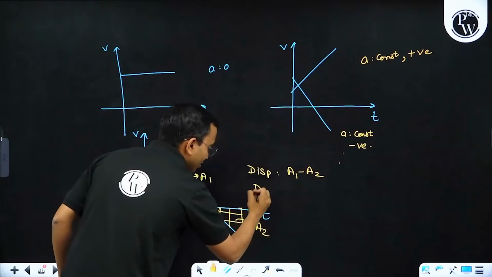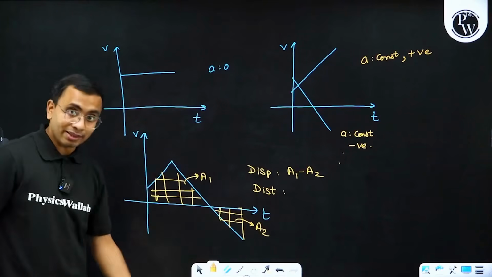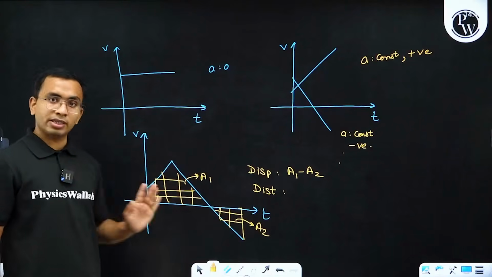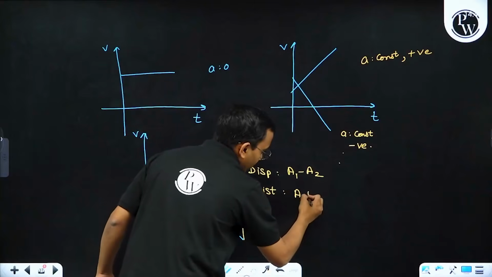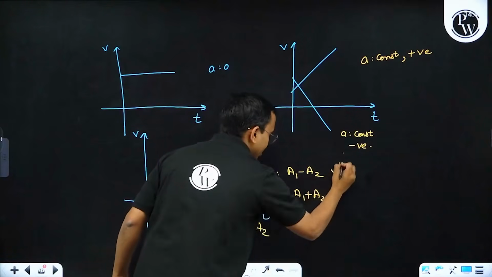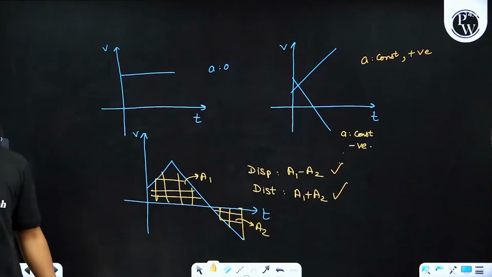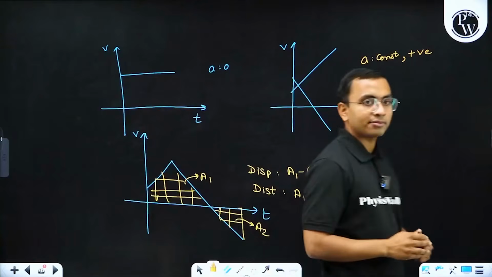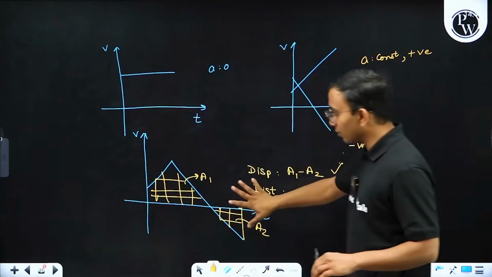If you talk about distance, distance means you need the path length. Whether this is covered in the forward direction or in the backward direction, I need the path length. So I'll say A1 plus A2. This concept is very important. If you are confused in this, try to understand it clearly. Very important concept. Okay, questions are asked from here.